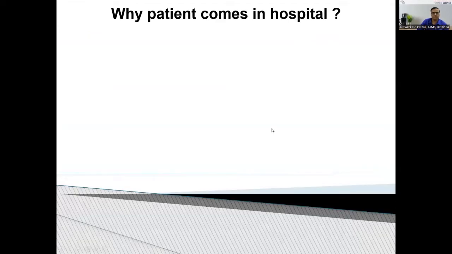So why does a patient come to hospital? This is a very simple question and has a very simple answer: just for the treatment purpose. As we all know, if any patient is having any kind of problem, injury, any pain abdomen, any poisoning, burns, or anything, then he comes to the hospital for the treatment purpose. Because commonly patients do not attend the hospital for any police or any other kind of cases.